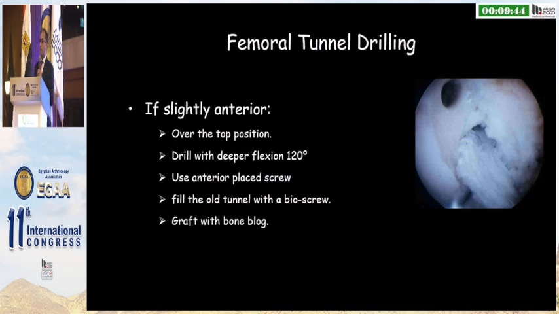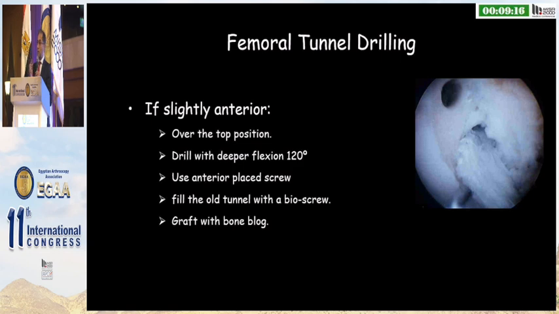What about if it is very close to your new tunnel, a little anterior? There is a chance that it might open to the femoral tunnel, then you create a problem. So in this case, you need to cheat to get to the over-the-top position, for example, or if you bend the knee to almost 120, your direction of drilling will be different.